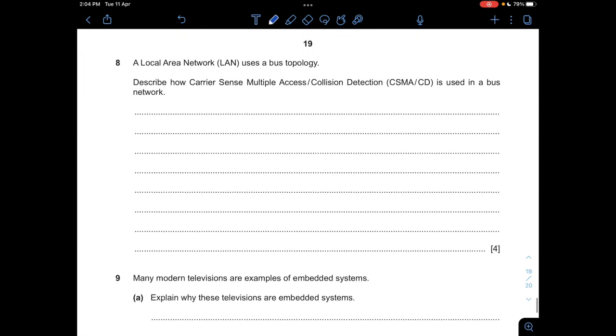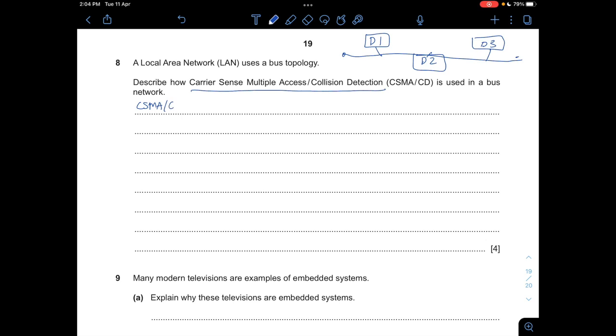So a local area network uses a bus topology. Describe how CSMA/CD is used in a bus network. Carrier sense multiple access. So normally, this is how a bus network would be like. Let's say this is device 1, and this is device 2, and here there's a terminator, and then this is device 3, and there's another terminator. So one line, and the one line connects to this cable. So basically, we need to explain what CSMA is. So I'm just going to write in short form. Please don't do this in exam.